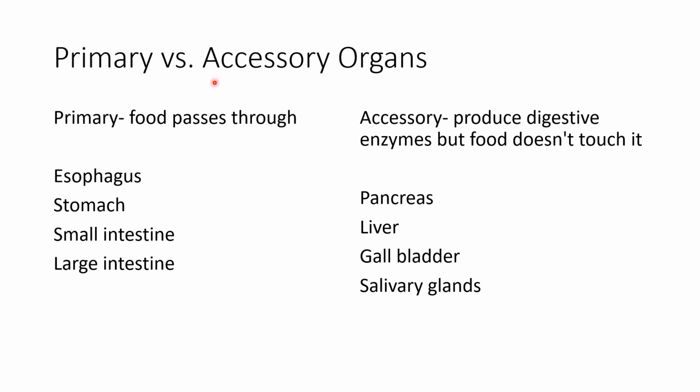Organs are considered primary or accessory organs of the digestive system, and all this has to do with is whether or not the food actually touches the organ. So the primary organs are the ones that food passes through. So the esophagus, food goes through the esophagus, it goes through the stomach, it goes through the small intestine, and it goes through the large intestine. An organ that plays a role in digestion but doesn't actually have any food that ever touches it is considered to be accessory. So this is the pancreas, the liver, the gallbladder, and also the salivary glands. These are all things that secrete digestive juices, but food never actually touches them.